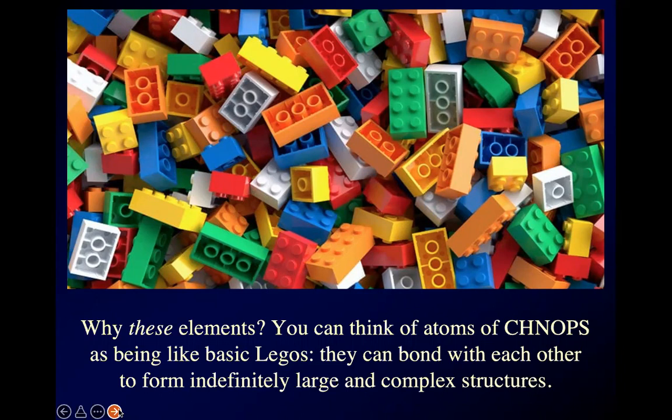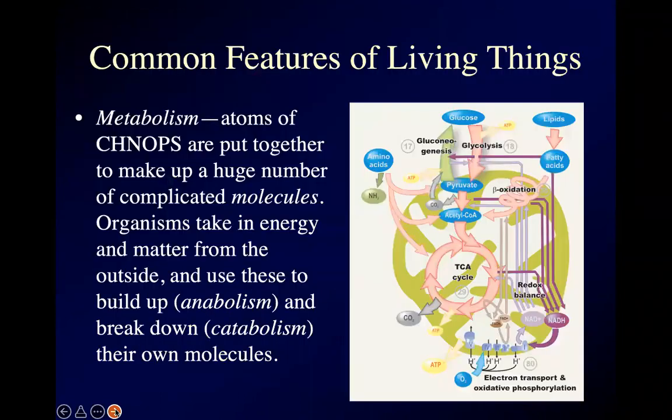We're not going to go too deep into the chemistry. We've got a perfectly good chemistry department if you want to know why this is the case. But those 6 elements bind with each other very easily, and they bind in ways that allow you to build very, very big structures out of them. And atoms of CHNOPS can be put together to make a ridiculously large number of sometimes very large and complicated assemblies called molecules.